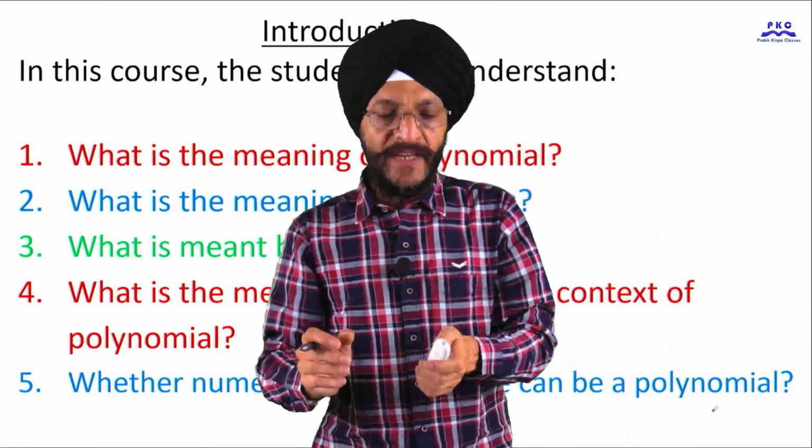The students will also understand that the power of the variable in a polynomial cannot be negative. The power of the variable in a polynomial has to be either 0 or a positive whole number, that is, it can be anything such as 0, 1, 2, 3 and so on.